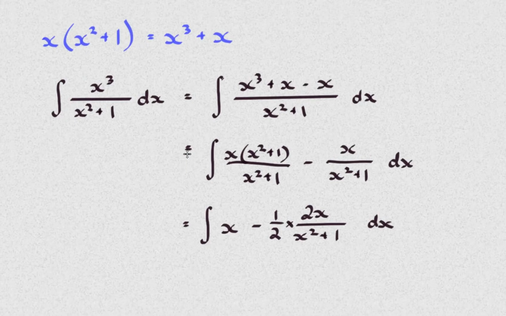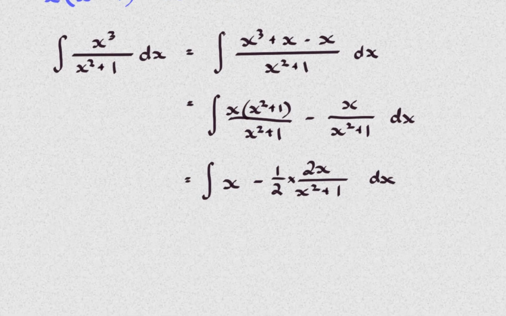So first of all, the integral of x, that is x squared on 2. And then we need to take away the integral of this guy. So we have our constant half, that's fine. And this now we can apply the natural log rule.